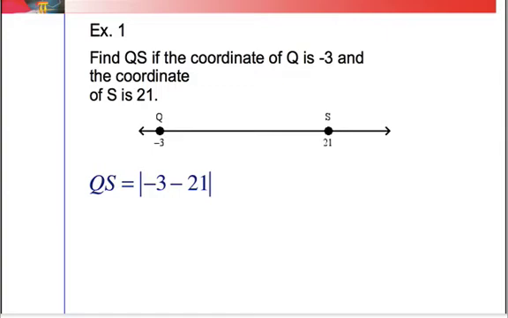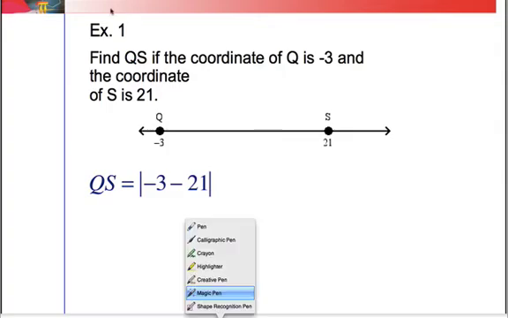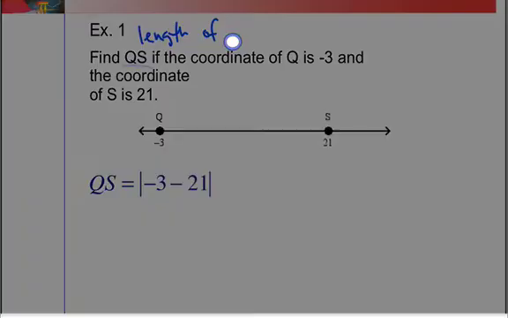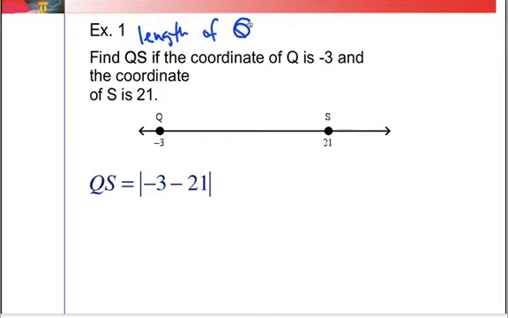Alright, so let's look at a simple example. Let's find the measure or the length of QS. And this is another important point here. When we're reading this out loud, if it just says QS, what I want you to read is the length of QS. So find the length of QS if the coordinate of Q is -3 and the coordinate of S is +21. So here we can see Q is at -3, S is at +21.